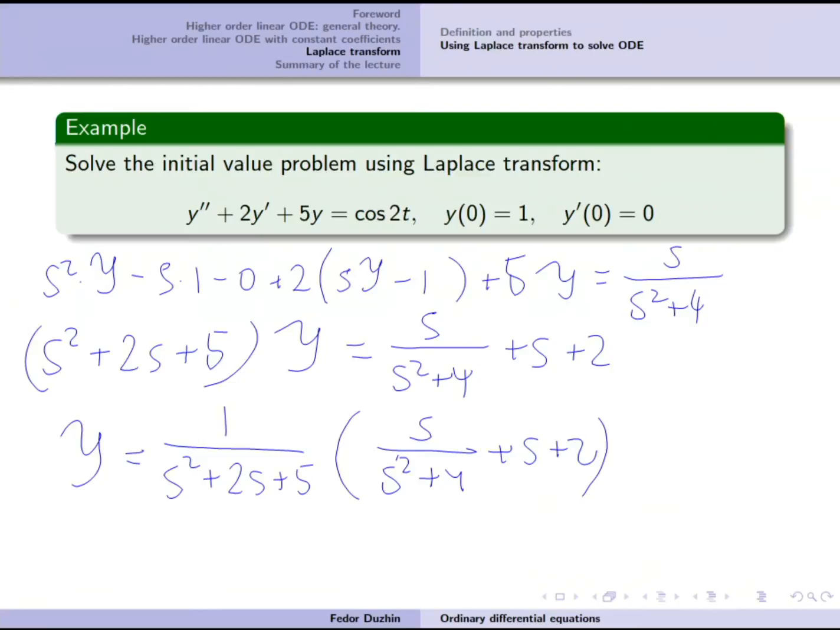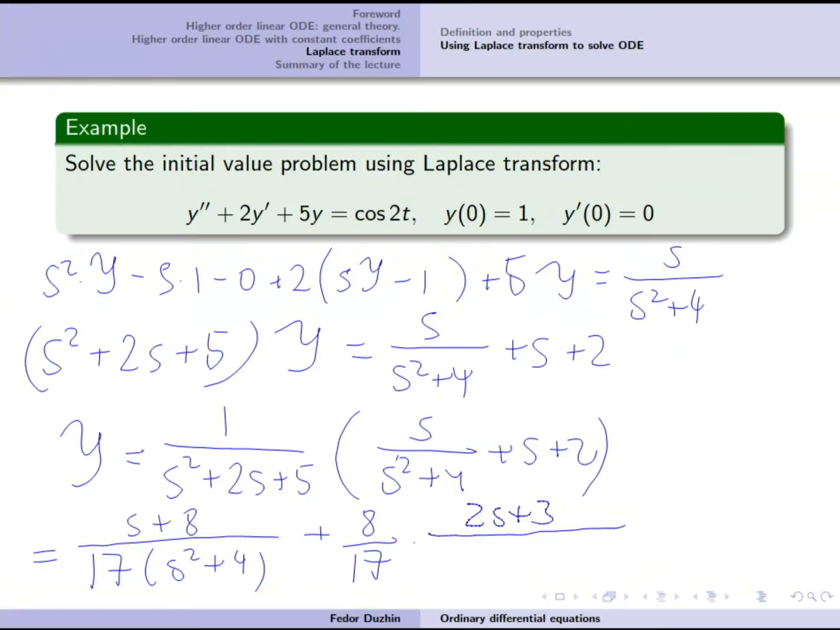Of course I am not going to calculate it myself, so I will just give you the answer in partial fractions, which you can do in Wolfram Alpha. You can check if I did it right. So far I've got (s plus 8) over 17 times (s squared plus 4), plus 8 over 17 times (2s plus 3) divided by (s squared plus 2s plus 5). Wow. So this is the Laplace transform of the unknown function.